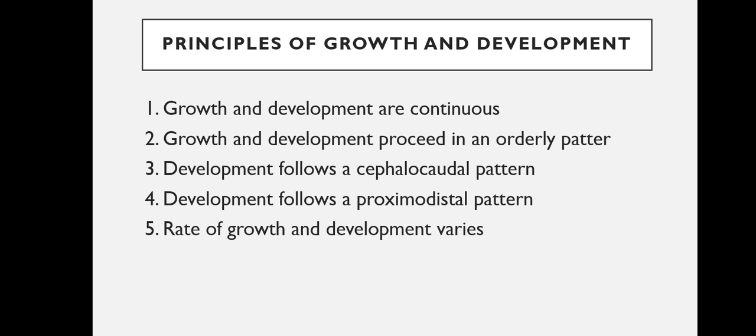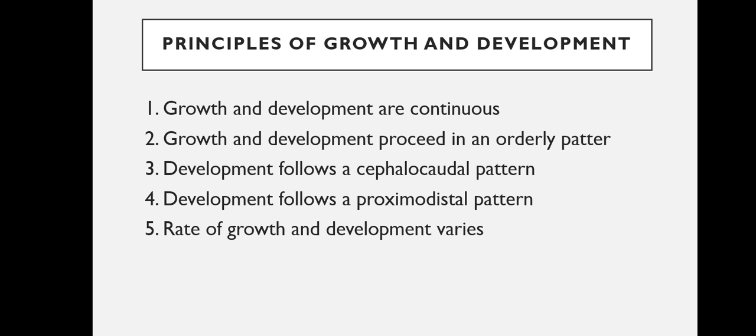And four is saying development follows a proximodistal pattern. I want to demonstrate the third one and the fourth one in the next slide. For now, let's look at point number 5. These two, don't worry, there is a slide specifically to explain more about points 3 and 4. How about point 5? Point 5 is saying the rate of growth and development varies.